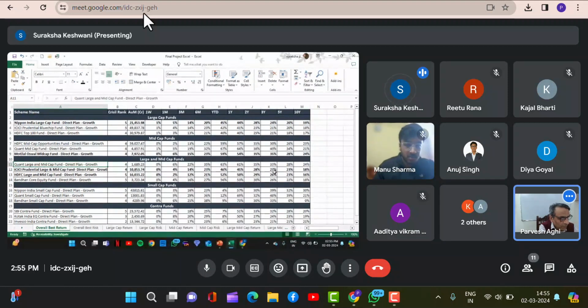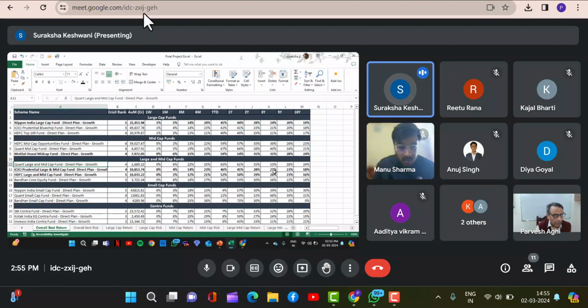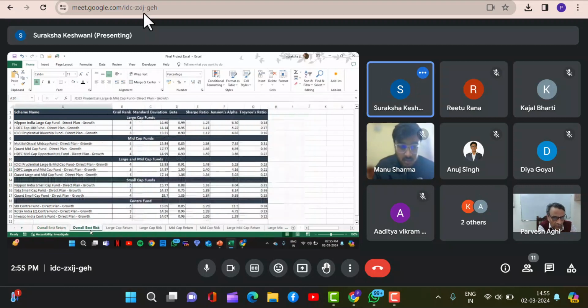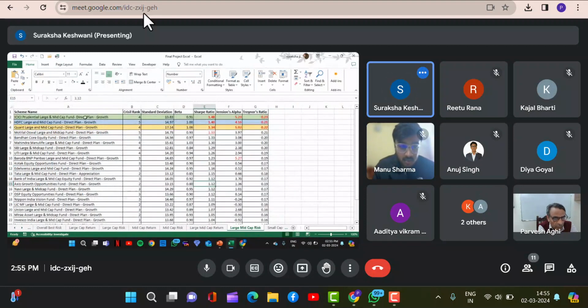Go ahead, please. So in the large and mid cap funds, let's talk a little bit about the 2 funds I was talking about, ICICI Prudential and HDFC. If we can see, they have almost the same return in the longer run, in the 5-year, but there are some pros and cons to it. The ICICI Prudential one has the higher 10-year return, but it has a lower risk. We can see it in this one.